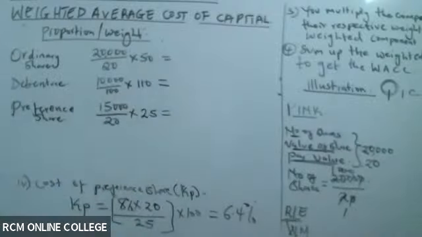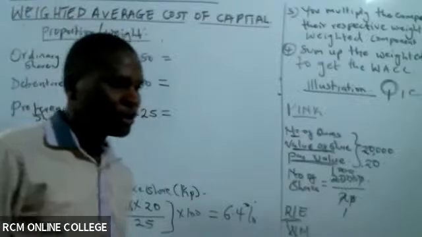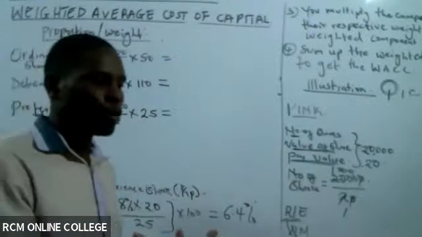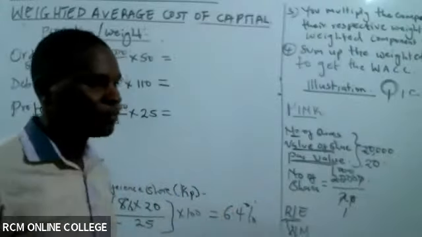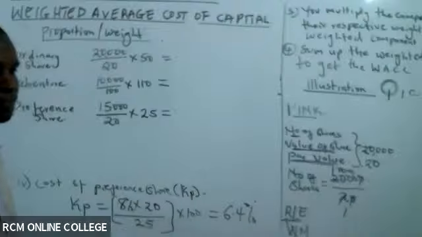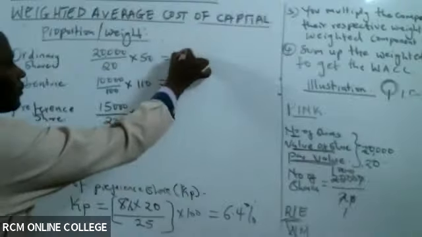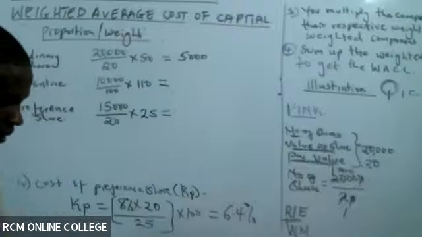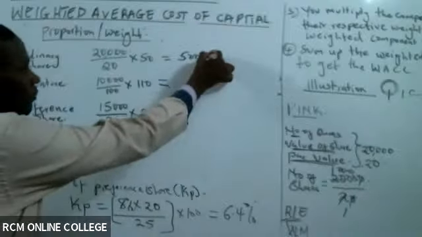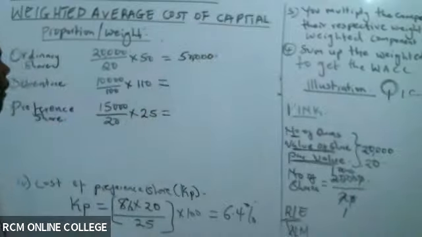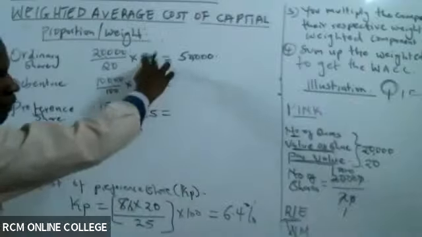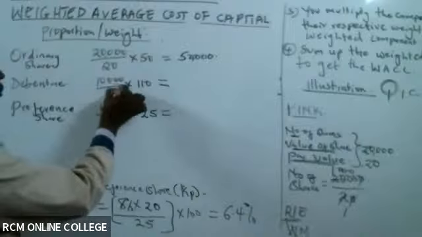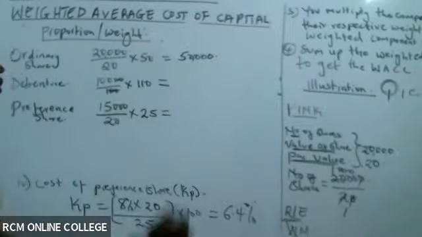So give me the value of ordinary share. Remember, tunataka tujue proportion ya each component kwa hii our capital structure. Value of ordinary share ni ngapi? 5,000. Is it 5 or 50? Ni 5 ama ni 50? Ni kidogo ama ni mingi? 50,000, right? Hii ni 50, eh? What about hii? Itakuwa 11,000, eh?